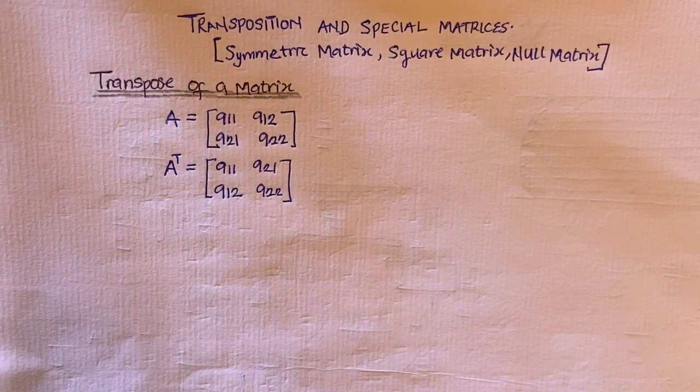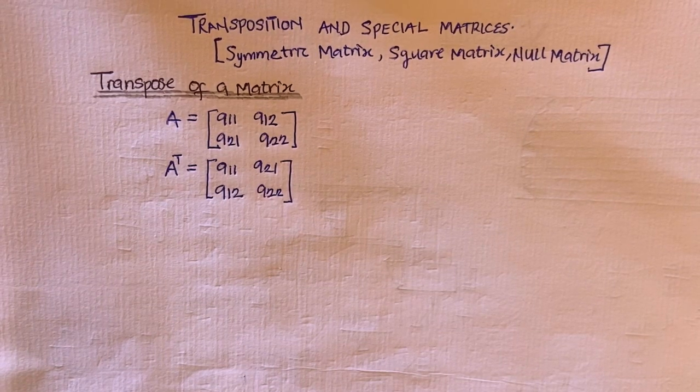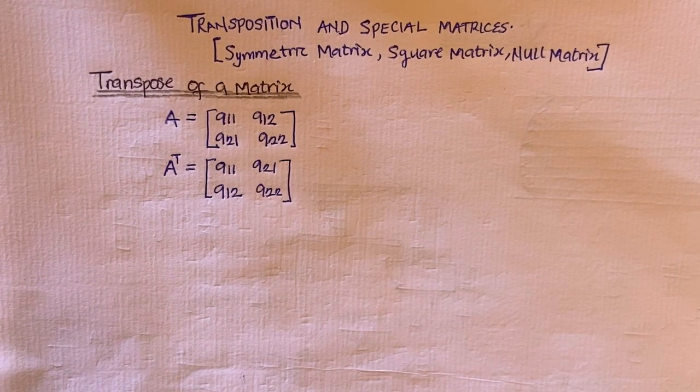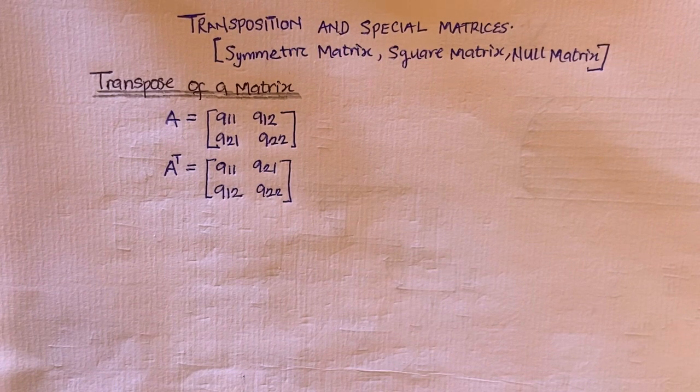Whenever you are asked to find the transpose of a matrix, the transpose of a matrix is taken to be the interchanging of the row and the column. So now, without wasting our time, let's see some questions under it.